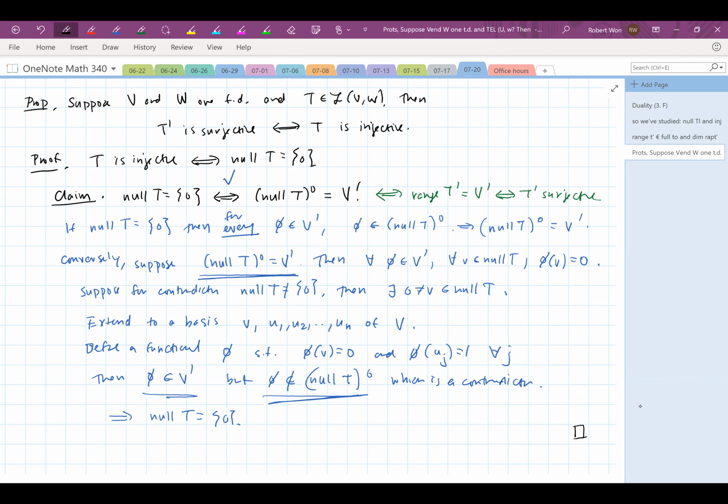The last thing that we're going to try to understand about a dual map is the matrix of a dual map, right? Because one very nice computational tool you have if you have a linear map from V to W is that you can take a basis of V and a basis of W and write down its matrix.